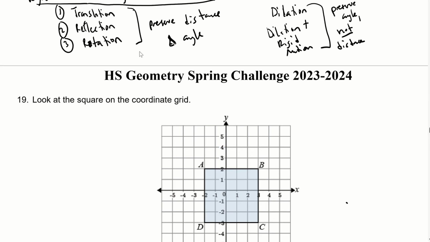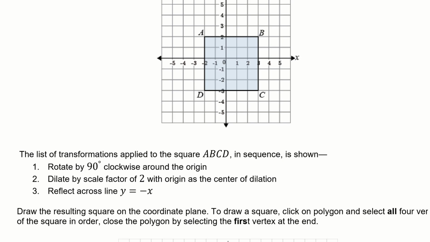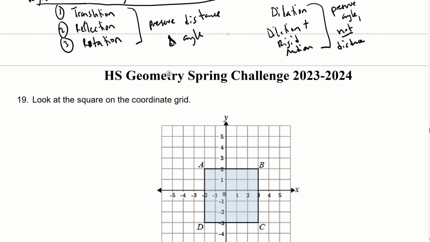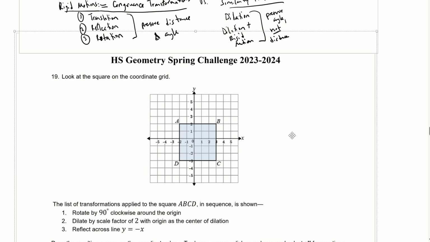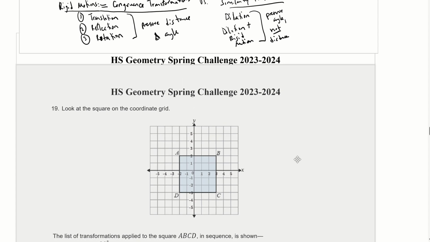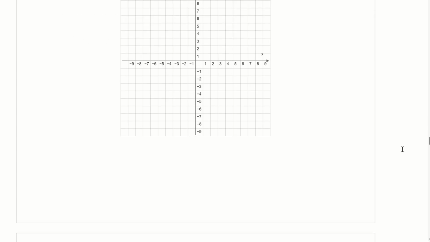Okay, so it says the list of transformations apply to the square ABCD in sequence. Hold on, let me give it a second here. I want to move this back to where it was. Okay. All right, that's better.